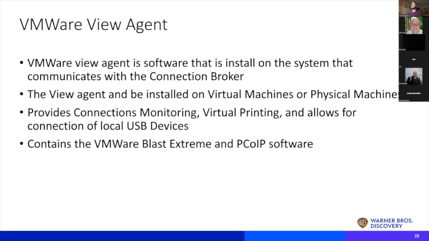Now, the VMware View Agent is that piece of software that we install, and it communicates with the connection broker. That's on all of our virtual machines. You can also put that on physical machines and use the same infrastructure for connecting to physical machines outside your network, much like the virtual machines.